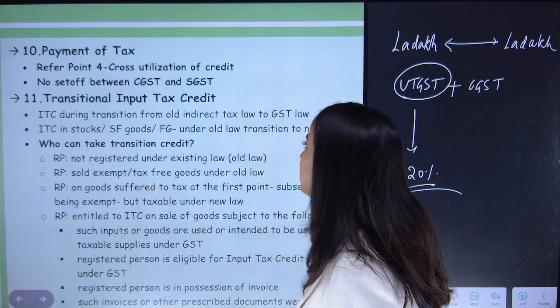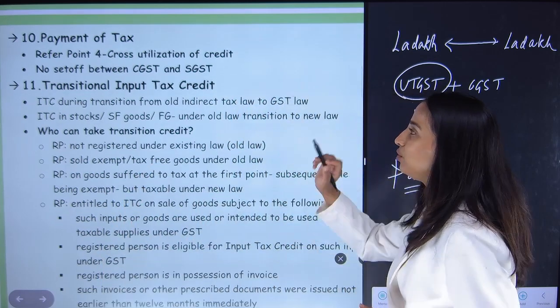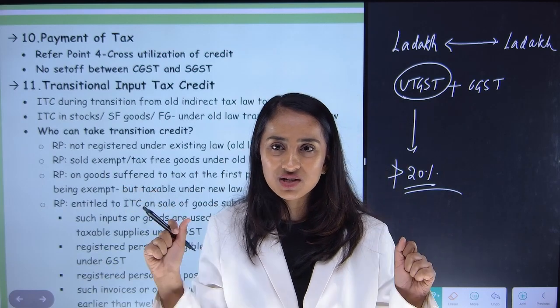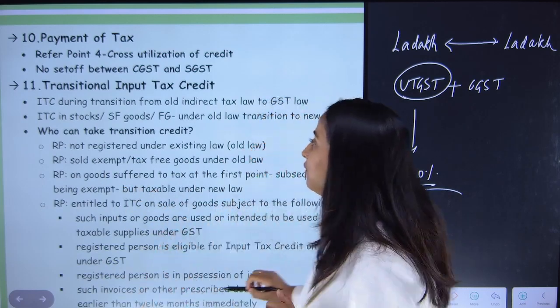Cool? Yes. Fine. Payment of tax, I told you how will you do the cross utilization. Do you remember? Can we recall? Can CGST and SGST be friends? No, not at all. Fine.